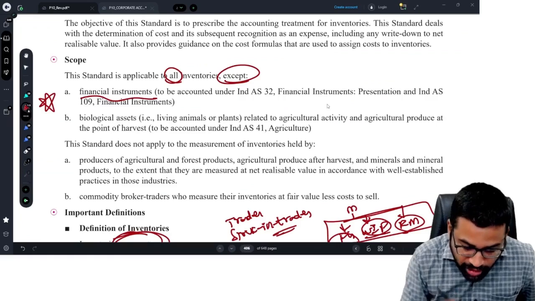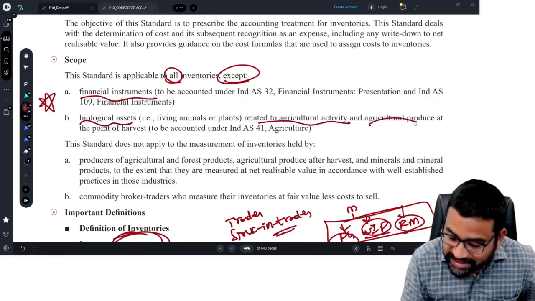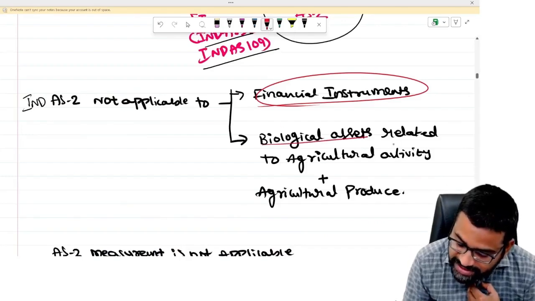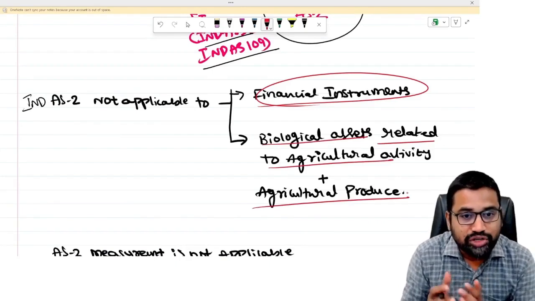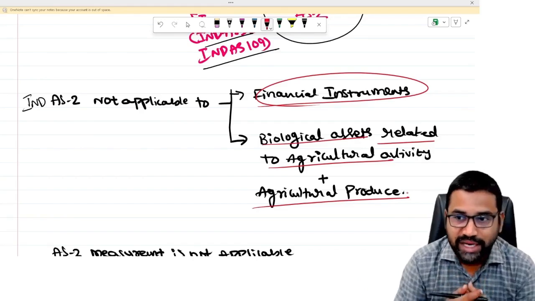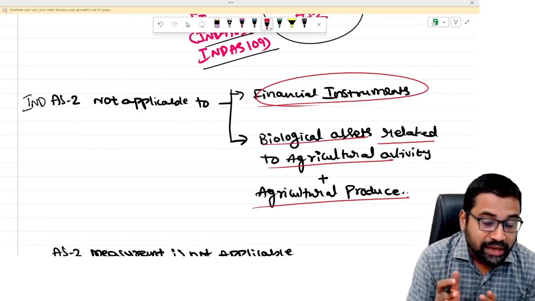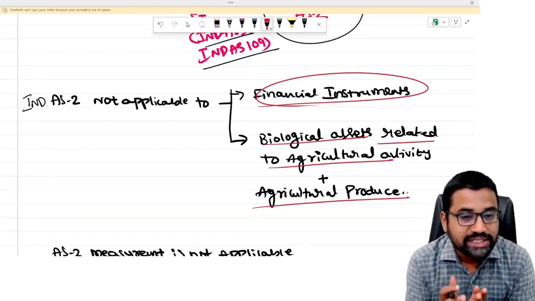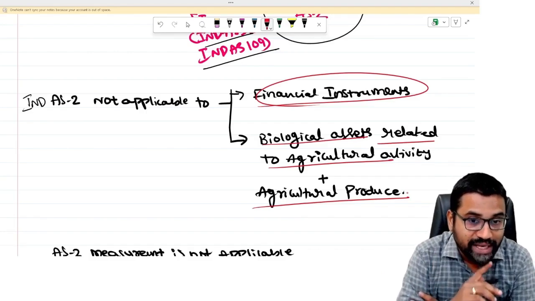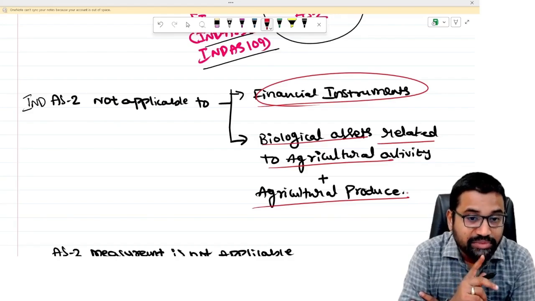Second thing, any biological assets relating to agriculture activity and agriculture produce at the point of harvest. This is also very, very important. The biological assets related to agriculture activity plus agriculture produce till the stage of harvesting. What are biological assets, sir? Living animals and plants relating to agricultural activity. If you take normal accounting standards, there is a standard called AS 10 which exclusively talks about PPE. There you have one exception: this standard is not applicable to biological assets like living animals and plants.